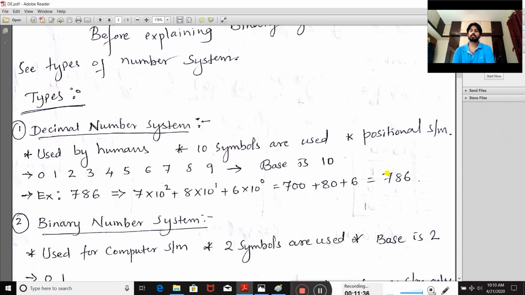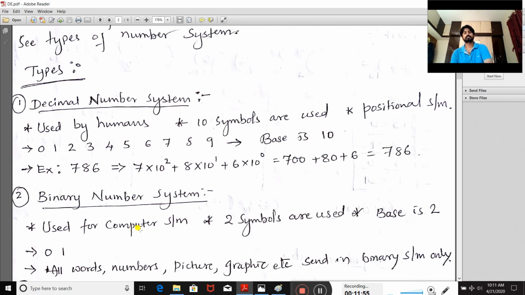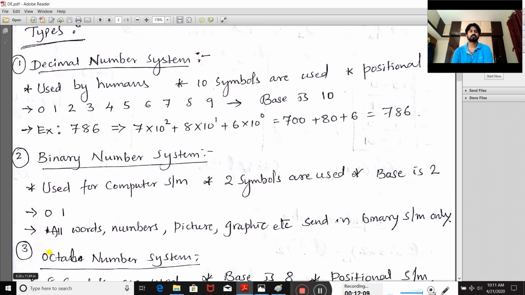This is how we use this number system, and all people deal with the decimal number system only. But if you talk about digital systems or digital electronics, it deals with the binary number system. This binary number system is used for computers, and here only two symbols are used, the zeros and 1. As total symbols are 2, hence its base is 2. So 0 and 1 are the symbols.